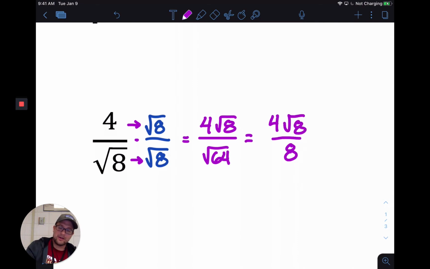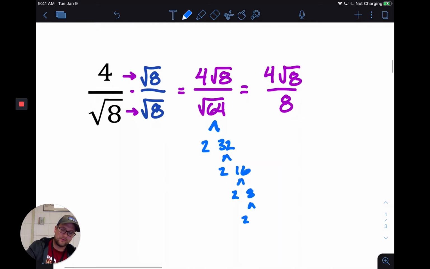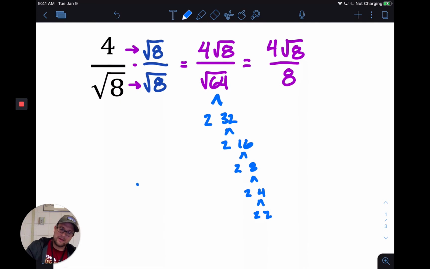Now, if you didn't know the square root of 64 was 8, you could go through and break this down the way we have been. Look first at the prime factorization. So 2 and 32, 2 and 16, 2 and 8, 2 and 4, and 2 and 2. And remember that means I can rewrite the square root of 64 as being equal to 2 times 2 times 2 times 2 times 2 times 2.